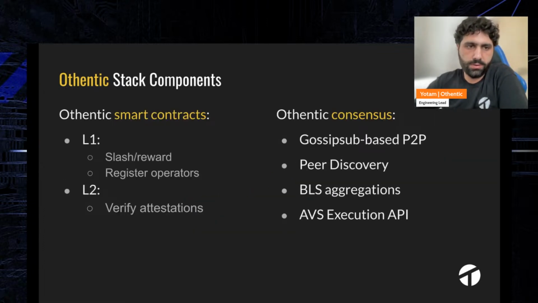So just a quick recap. We have two main parts to the Authentic stack. We have the Authentic smart contracts. These include the L1 contracts, which are responsible for slashing and rewarding operators, and also for registering operators. We will look at that in a second. And we have the L2 contracts, which are used to verify the attestations. And on the off-chain part, on the consensus part, the Authentic consensus comes with a gossip sub-based P2P layer. It includes peer discovery, it does all the BLS aggregations, and it is extensible through the AVS execution API.